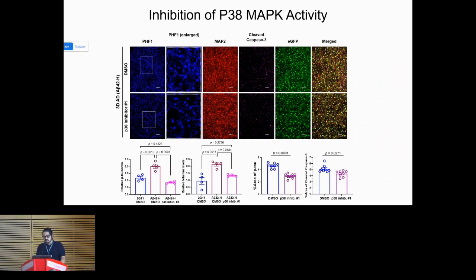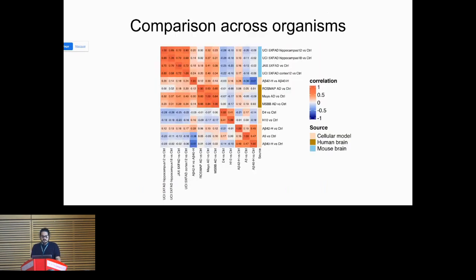This analysis can be extended to include other model organisms. So here's a snapshot of including mouse models with cellular models and brain regions. And we can see that iQPA can find significant correlation between different brain regions of mouse models of Alzheimer's disease with human brain regions of Alzheimer's disease.